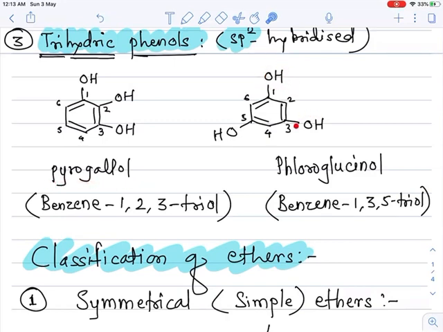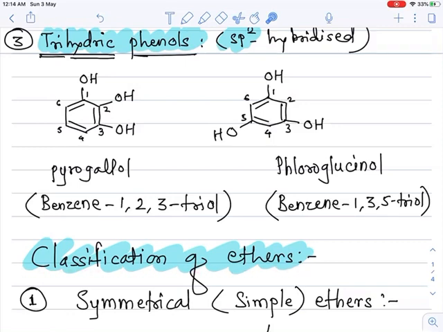If these 3 OH groups are attached at alternate positions to the benzene ring, that is OH at positions 1, 3 and 5, then its common name is phloroglucinol, and its IUPAC name is benzene-1,3,5-triol. So these are two examples of trihydric phenol, which are also sp2 hybridized phenols.